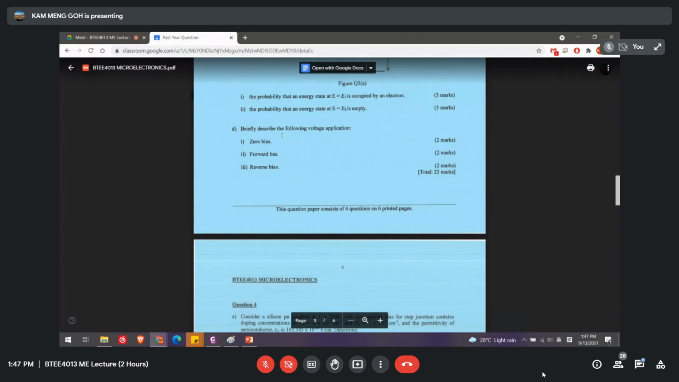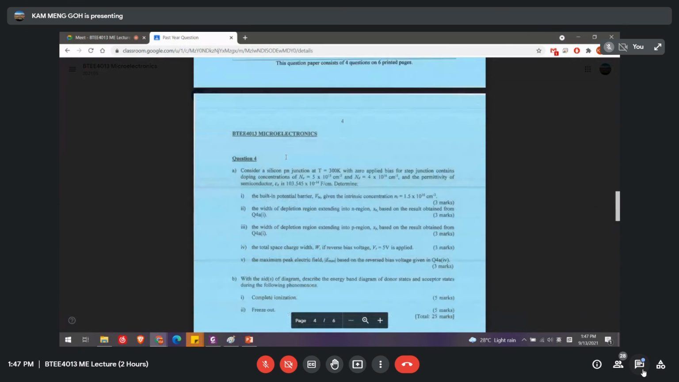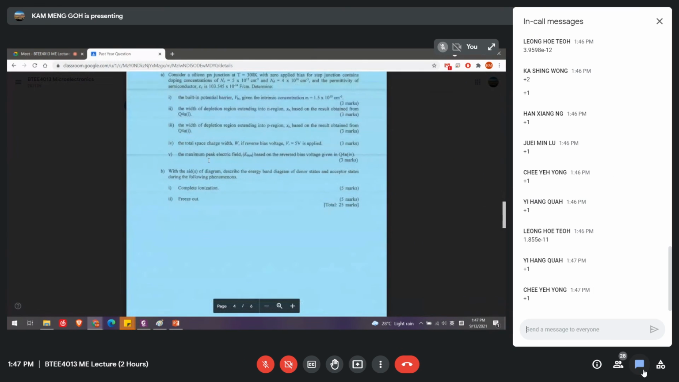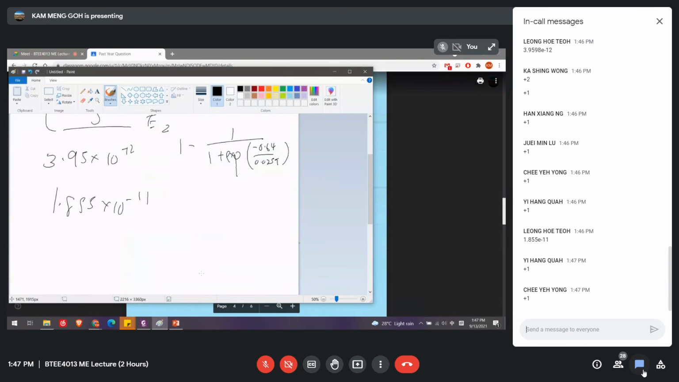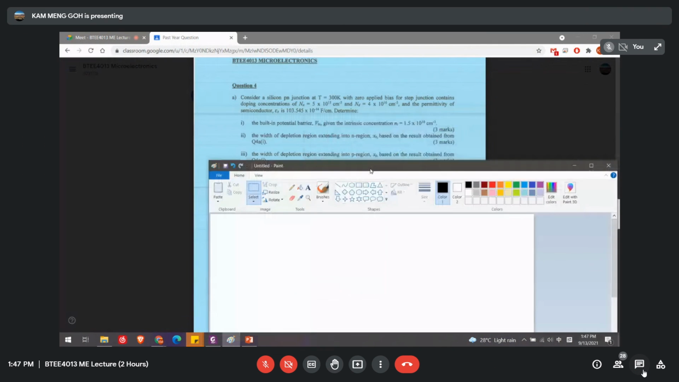This one is just simple theory about zero bias, forward bias, and reverse bias. So I'm not going to discuss this. Let's go to the last part. This one, I think we have done it several times. So let's see what it is.